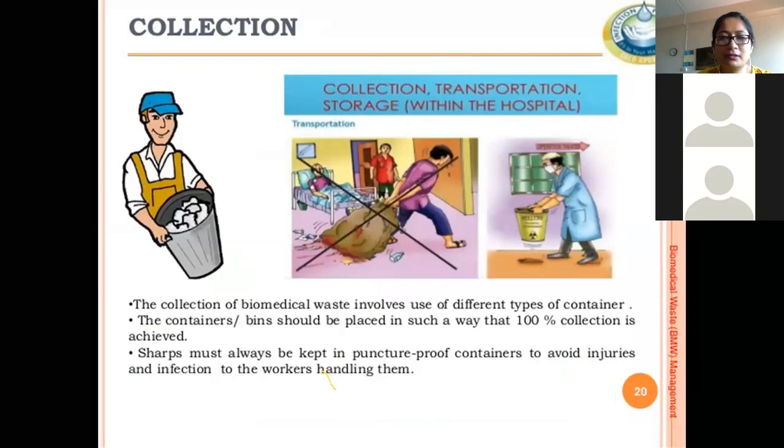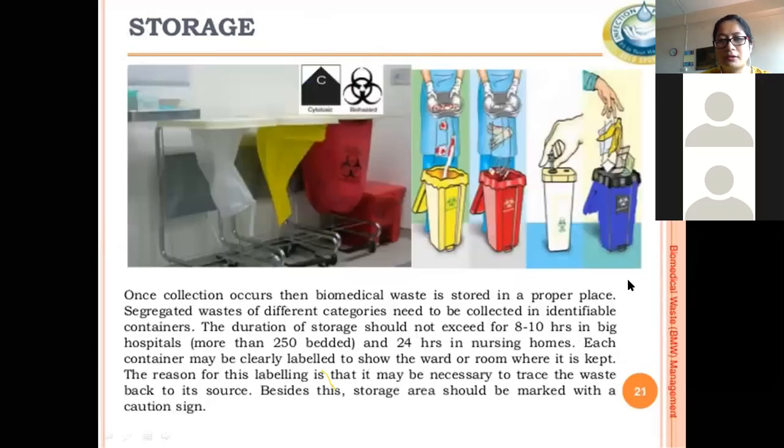Now, collection and transport storage within the hospital. The collection of biomedical waste involves the use of different types of containers. The containers, dustbins should be placed in the waste generation areas. Sharps must always be kept in a puncture-proof container to avoid injuries and infections to the workers who are handling them. So we have to be very careful with sharps. We have to keep them in a puncture-proof container, one container for sharps, needles and all.